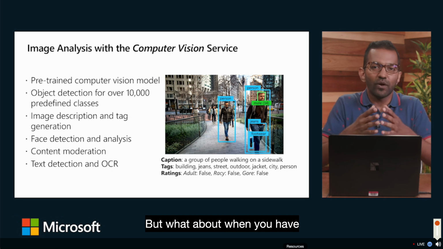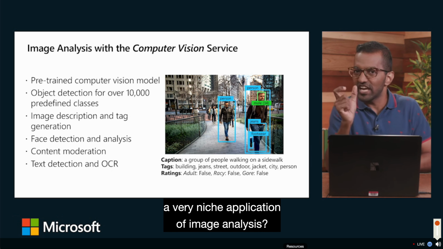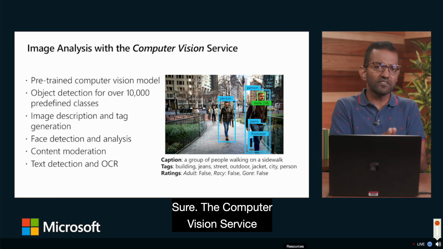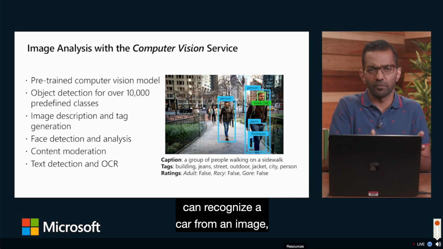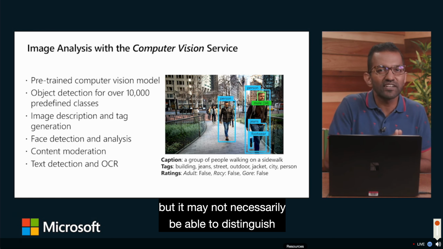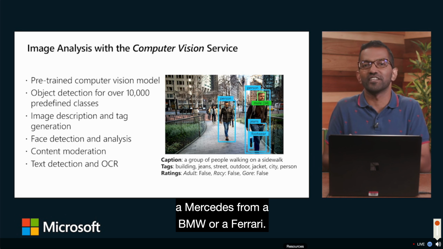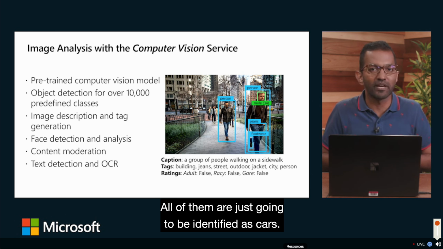In the previous solution, we saw that image analysis can locate over 10,000 classes of objects off the shelf. But what about when you have a very niche application of image analysis? Sure, the computer vision service can recognize a car from an image, but it may not necessarily be able to distinguish a Mercedes from a BMW or a Ferrari. All of them are just going to be identified as cars.